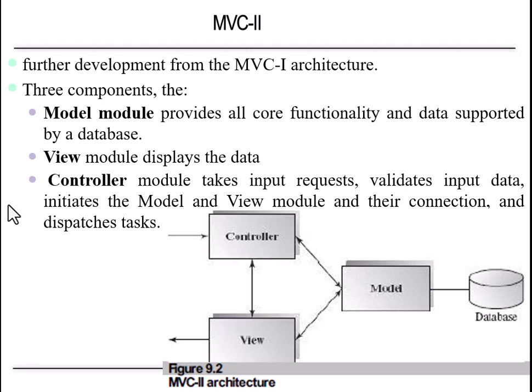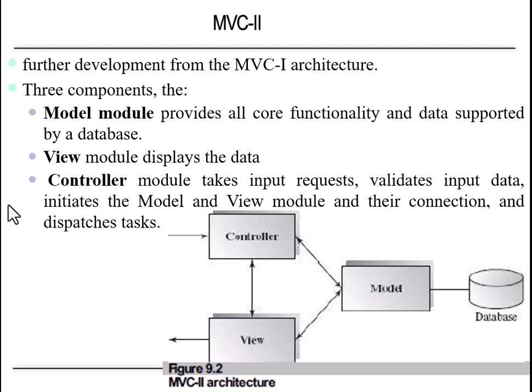MVC 2 is a further development of the MVC architecture. So MVC 2 is a further modified form of MVC 1. The three components are the model, view and controller. So basically we have two types of MVC frameworks, 1 and 2. Here the controller and view are taken as separate components, partitions. The model provides all the core functionality and data supported by a database.